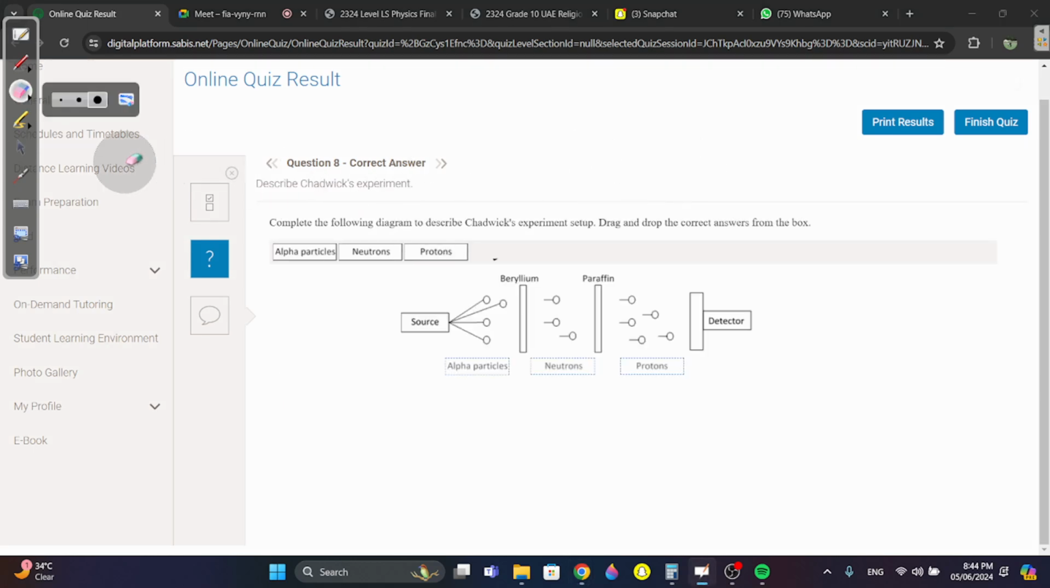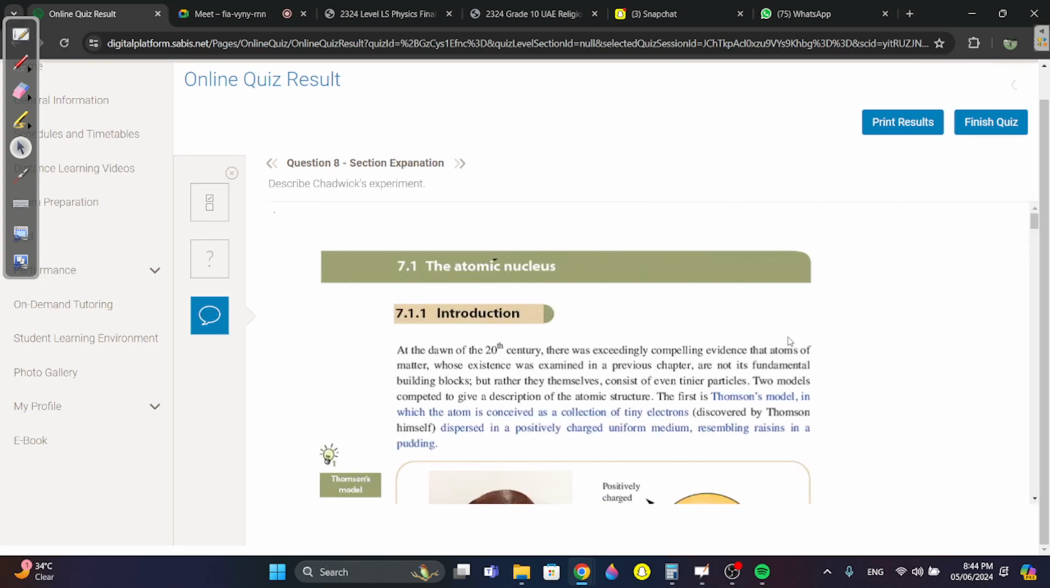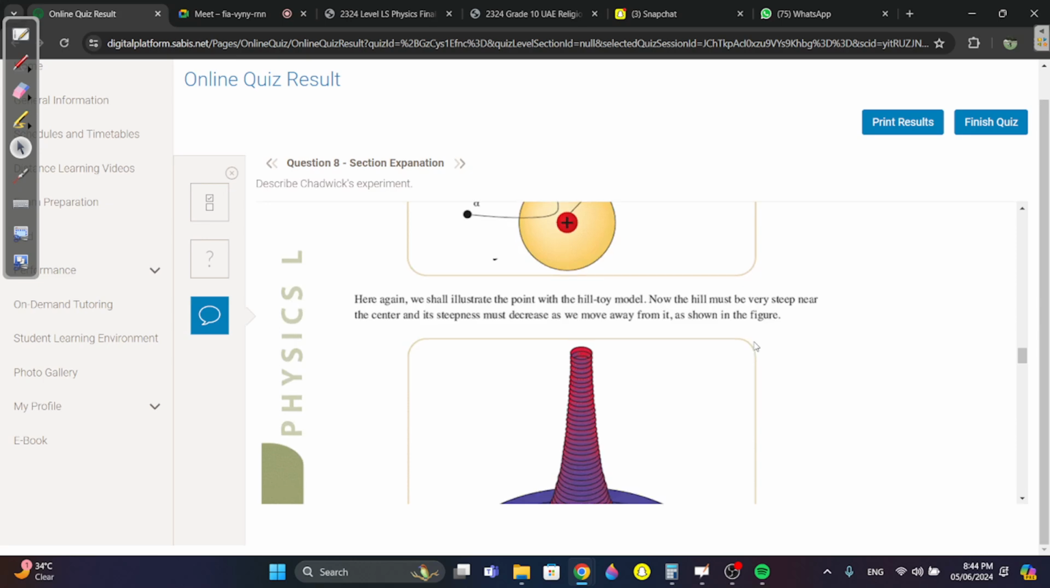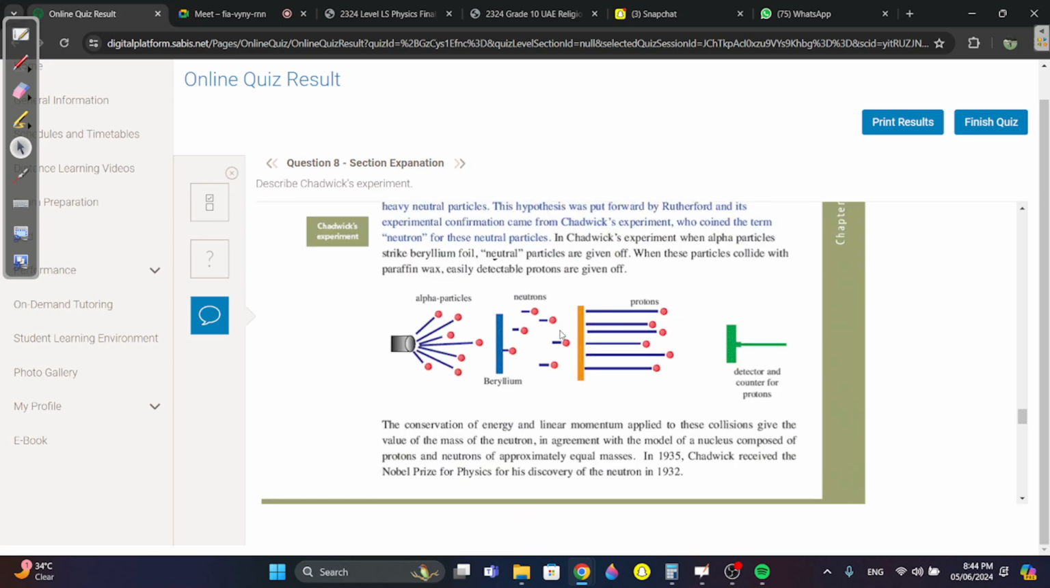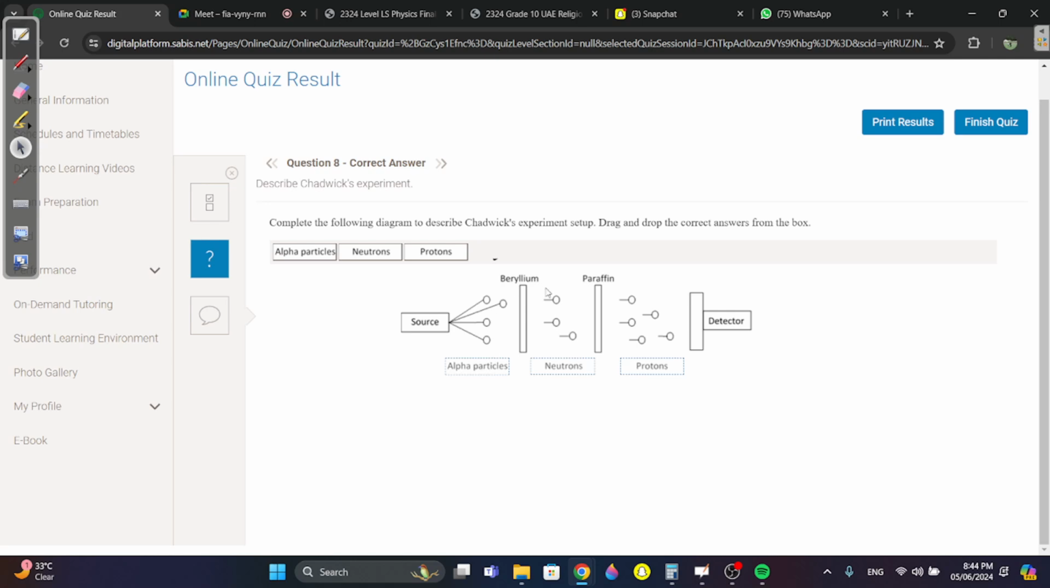Okay, this is Chadwick's experiment. It was in the book, copy paste. He bombards with alpha particles, they become neutrons, those neutrons become protons. So alpha particles turn into neutrons, which turn into protons.